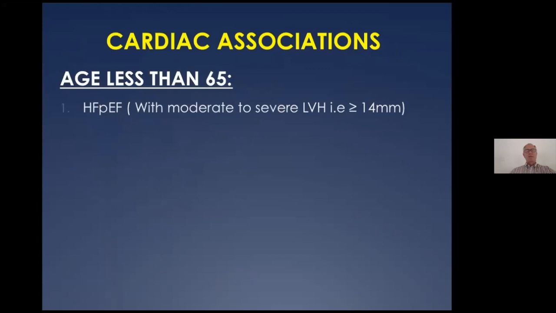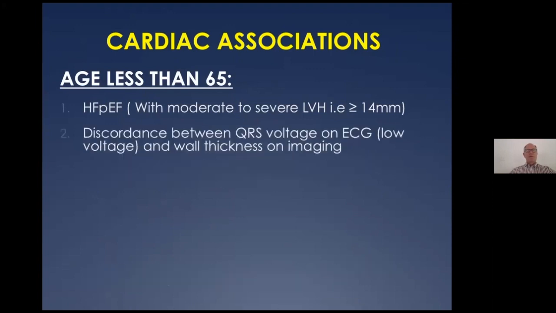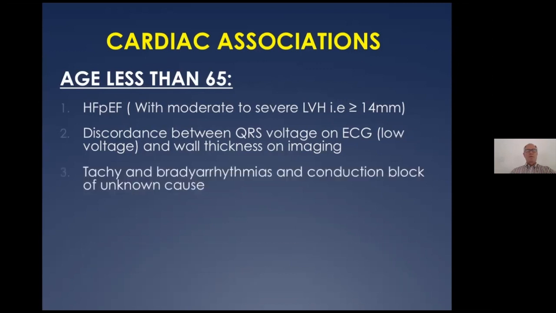How about if you're less than 65 years of age? Well, you can still see HFpEF as a common presentation. These patients typically will have moderate to severe left ventricular hypertrophy of 14 millimeters or more in thickness. There's often a discordance between the QRS voltage on the EKG and the wall thickness on imaging. It makes sense from a pathophysiologic point of view because remember, this thickening is not really related to myocardial cell mass, but infiltration of this amyloid protein. So typically you'll see a discordance, low voltage, considering how thick the ventricle is on imaging.